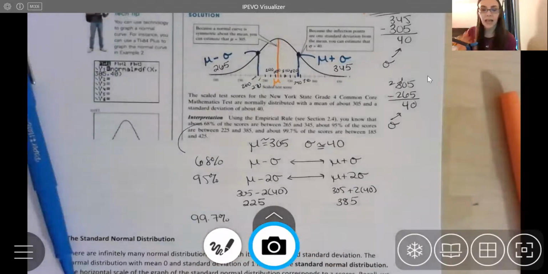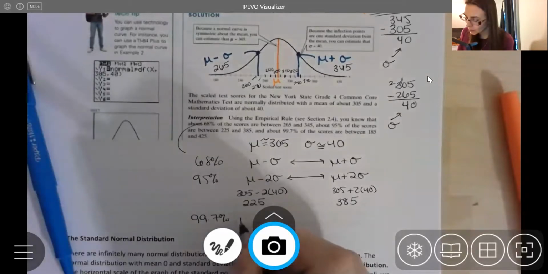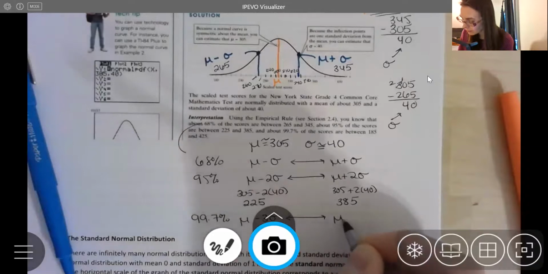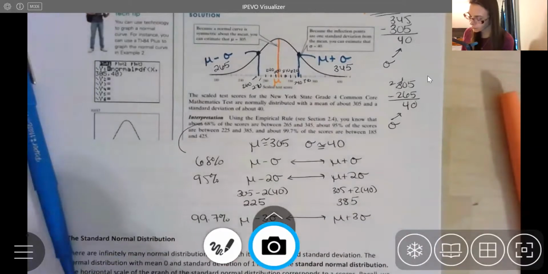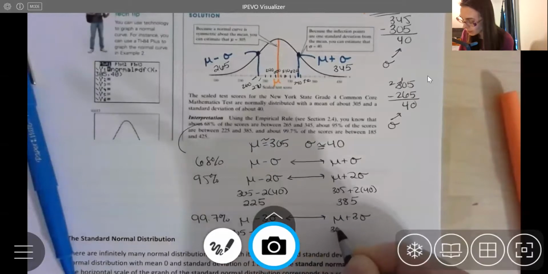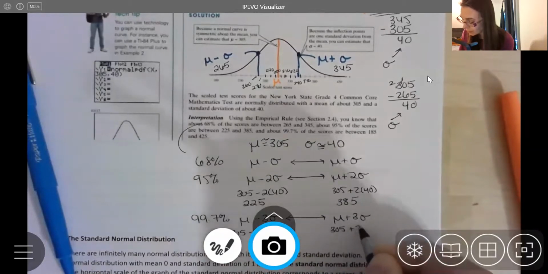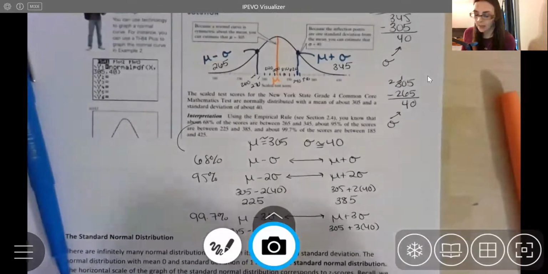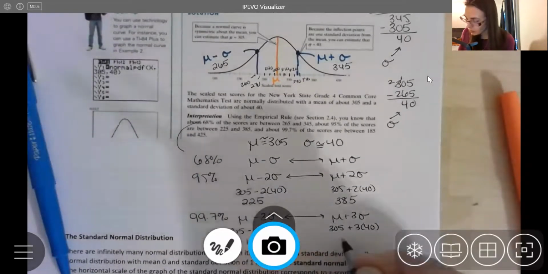And then finally, the last cutoff we had from the empirical rule was 99.7%, and that was always within 3 standard deviations of the mean. So again, I don't have these values here yet, but I can find them. I know my mean and I know my standard deviation, so I can just do some multiplication with some adding or subtracting and get those final values. And the values I'm going to get here would be 185 to 425.